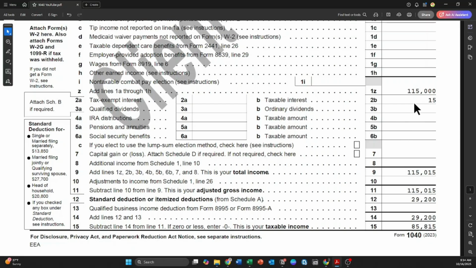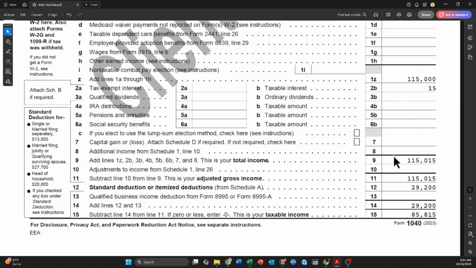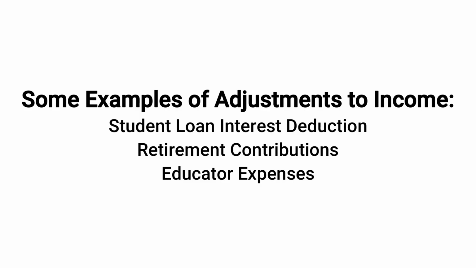But in this case, we're just reviewing his return. I'm not going to make up any more fake scenarios or anything like that. He has a total of $115,015 in income for the year. And the next line we're going to be reviewing is any sort of adjustments to the income that he might have had. So in this case, there's no adjustments to the income. If you did have an adjustment to income, then you would have that listed right there.